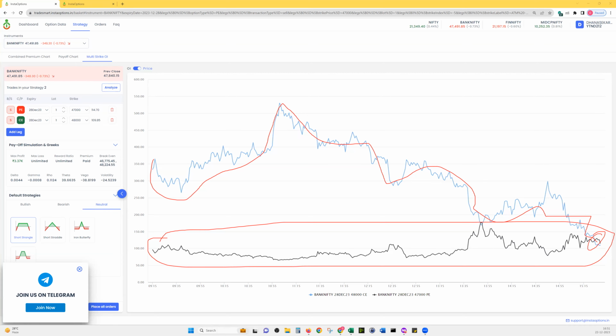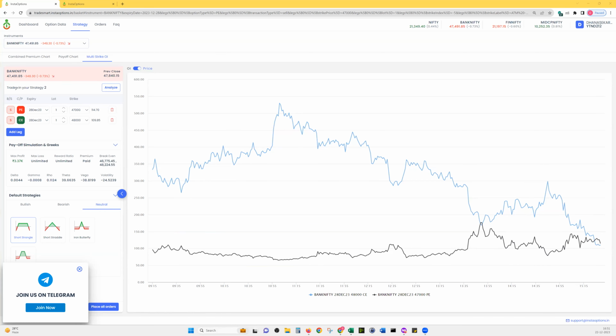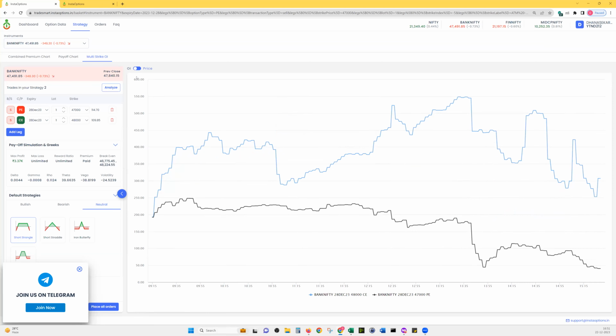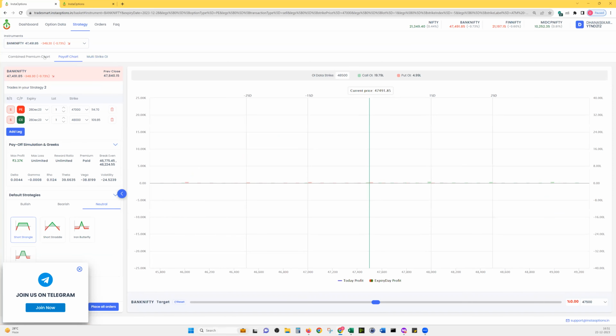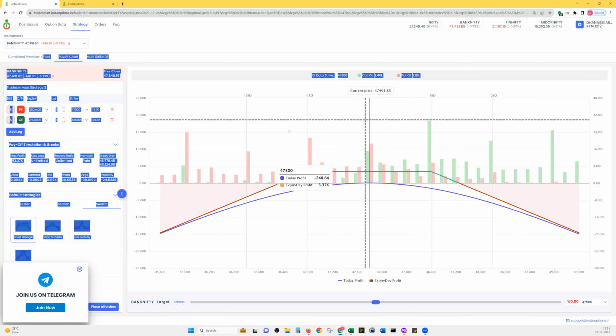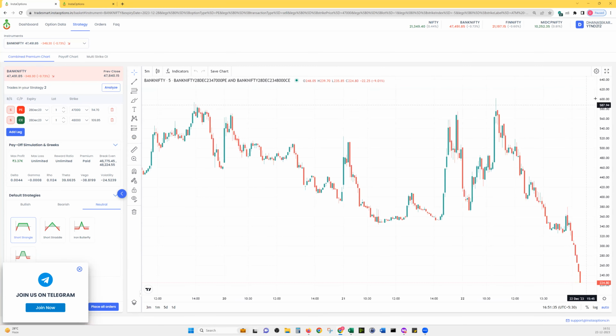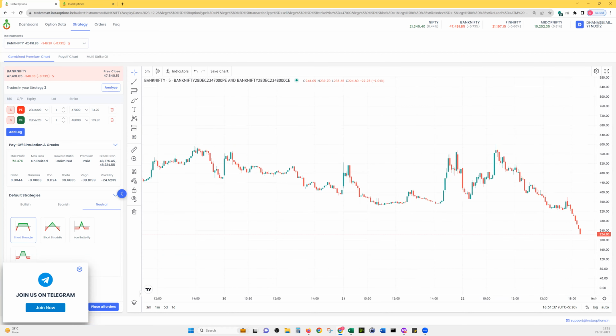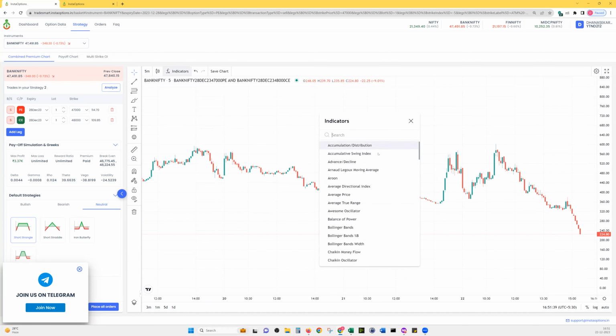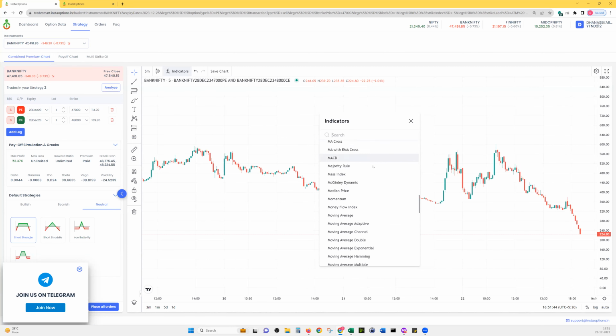Okay, exactly. And you can understand these things in a very clear way. You can understand how the open interest is reacting and how the prices are changing. You can look into the payoff chart and the open interest data inside the chart. Then you can look into the combined premium and apply your indicators on top of it, whatever you want to use.